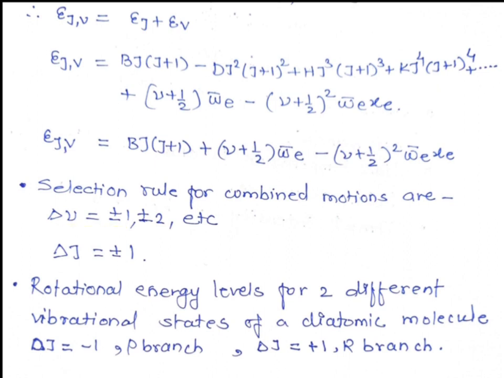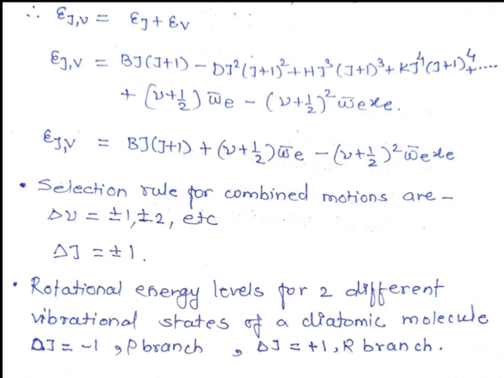It is plus minus 1, plus minus 2, plus minus 3 and so on. So each time the vibrational transition occurs from the ground state 0 to 1, 0 to 2, 0 to 3, 0 to 4 and so on. Then for the delta J, the selection rule is plus minus 1.